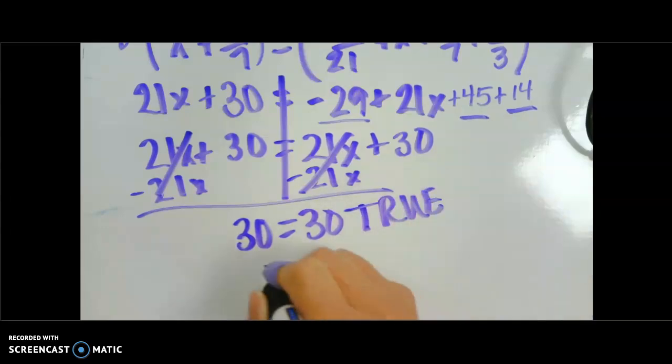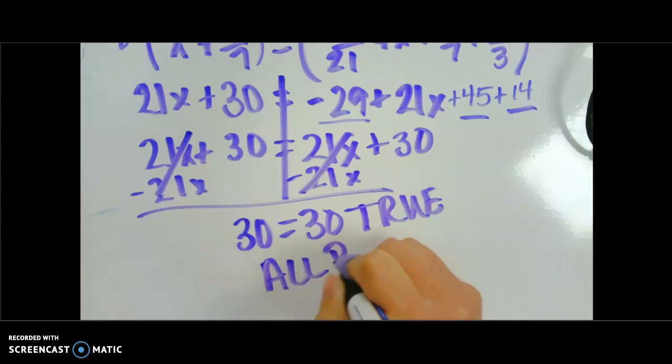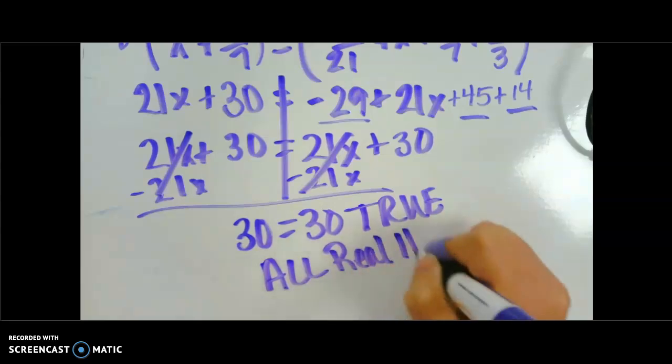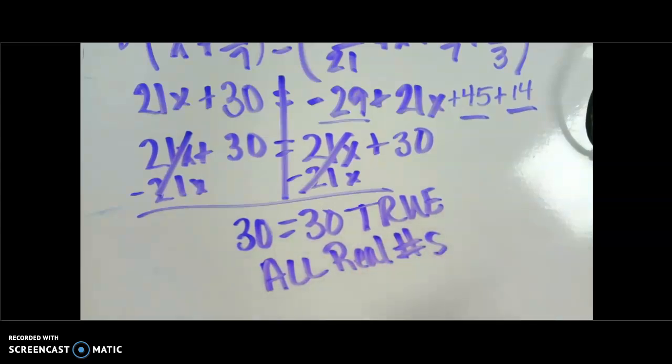Because it is a true statement, that means that all real numbers are my answer. And if you're like, well, but what does that mean? That means any number is a solution. So like I could say, fine, pi, 3.14159. If I plugged that in, I would end up with the same thing on both sides. If I wanted to plug in 2,476,000, I could plug that in and get the same answer on both sides. Okay, so that's what it means by all real solutions.